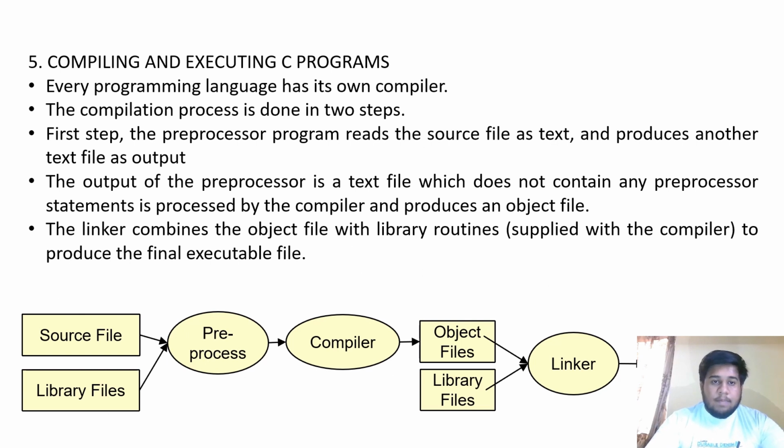Guys, now let us see compiling and executing a C program. Every programming language has its own compiler. The compilation process is done in two steps. In the first step, the preprocessor program reads the source file as text and produces another text file as output. The output of the preprocessor is a text file which does not contain any preprocessor statement, and is processed by the compiler to produce an object file. The linker combines the object files with library routines to produce a final executable file.